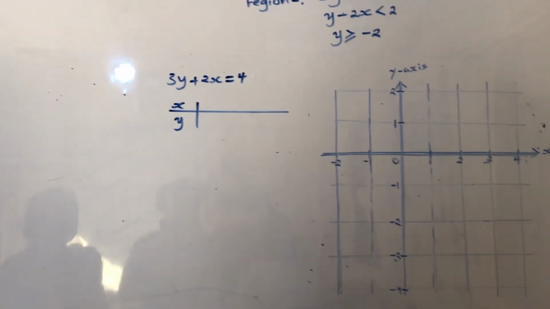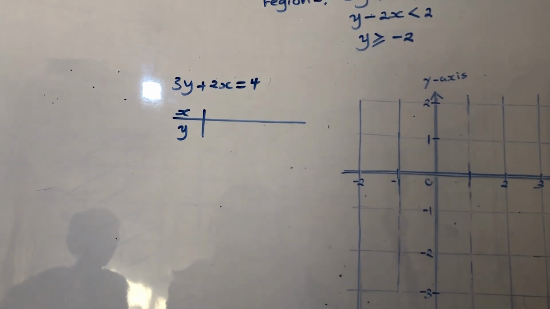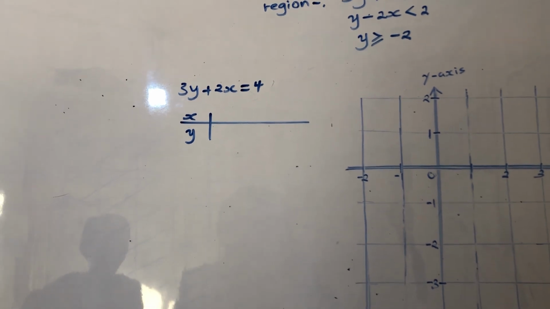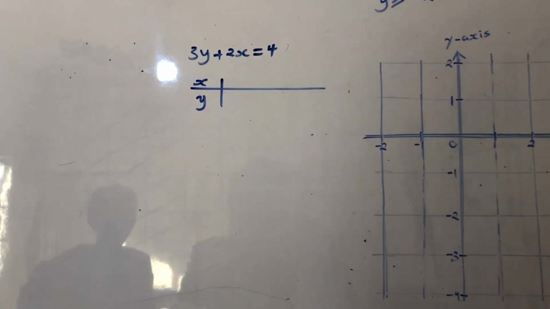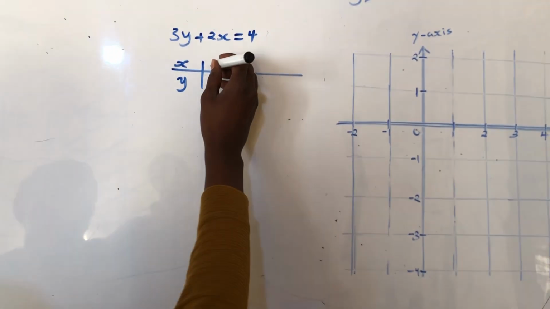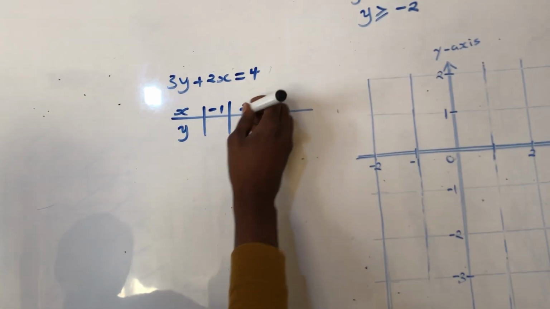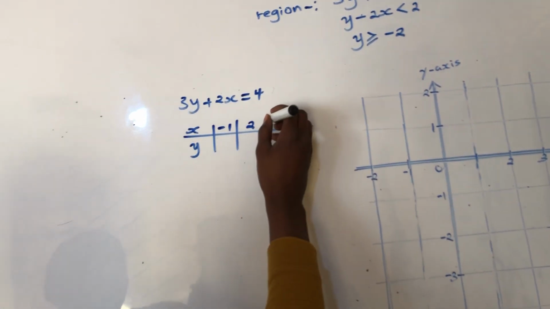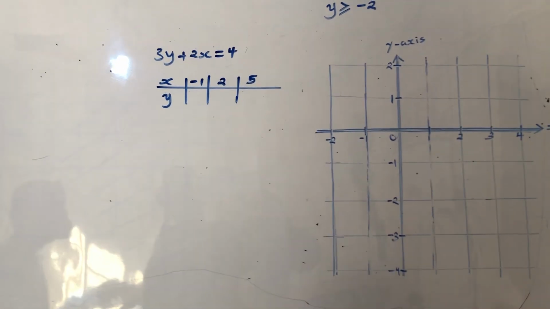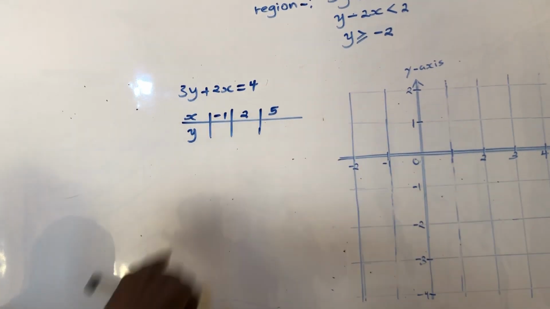In order to draw the line, a student will be required to start by doing a table. In this table, the values of x are usually picked at random. Allow me to go for -1, 2, and the number 5. How do we do the table?